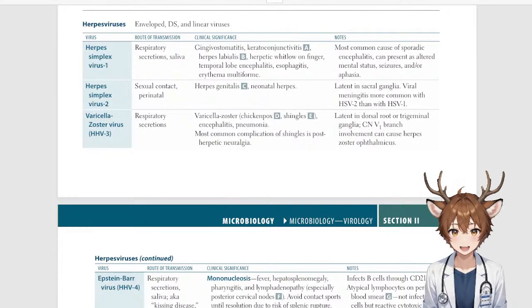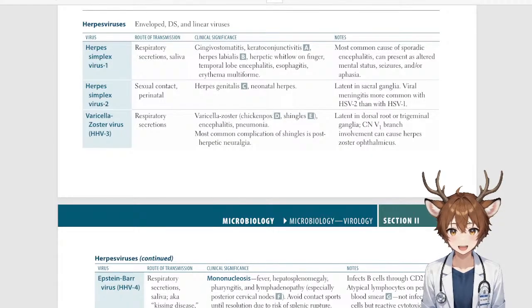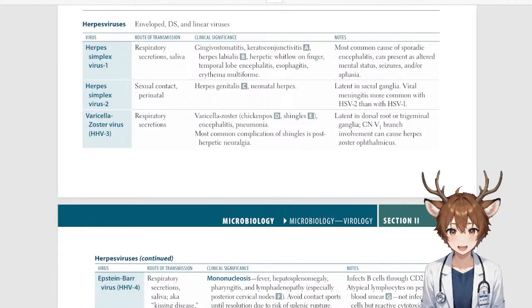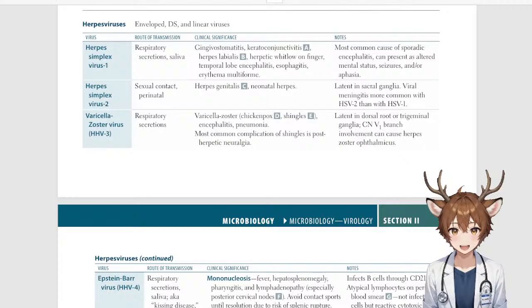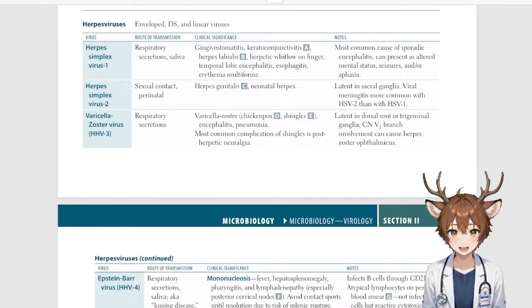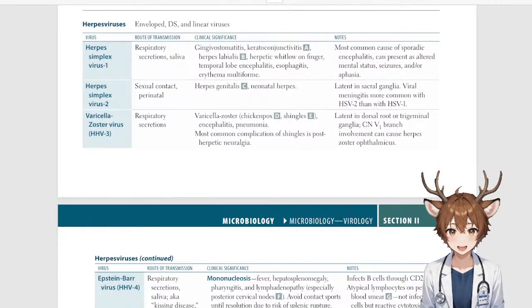So HSV2 is spread via sexual contact and perinatally. I'm not sure if you could say that's TORCH, but it says perinatal, so that's during birth, right? It causes herpes genitalis and neonatal herpes. Most commonly latent in sacral ganglia. Viral meningitis is more common with HSV2 than HSV1.